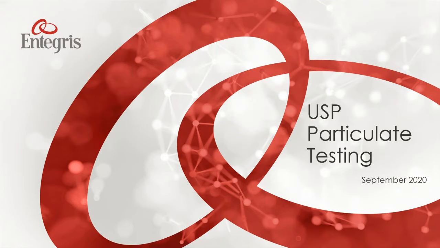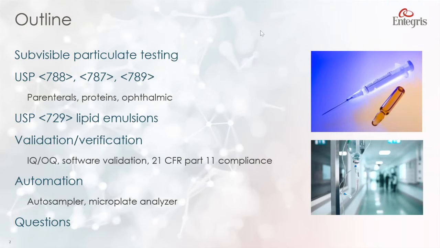Thank you, Amelia. Today we're going to discuss something that I've been involved with for a long time and I find fascinating, which is how we do particulate testing per certain USP tests. All right, here's a quick outline. First, we're going to talk about these three tests: 788, 787, and 789. With these tests, we're measuring contamination, particles we wish were not there. This will be in parenterals, proteins, and ophthalmics.